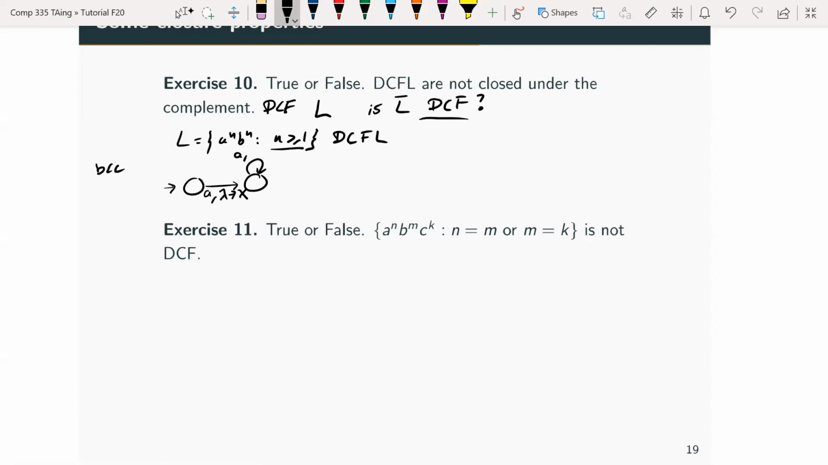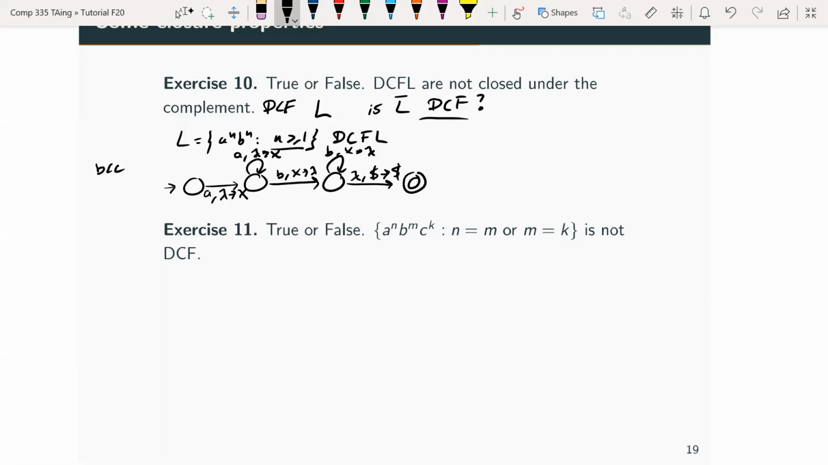So you're going to push a bunch of A's. And then once you see your first B, you're going to pop. And then you're going to pop for all the other B's, right? You're going to keep doing that all the way until you have nothing else to read and you have a $ sign at the top of your stack, at which point you're going to go to the final state. Okay, so L is deterministic context-free.